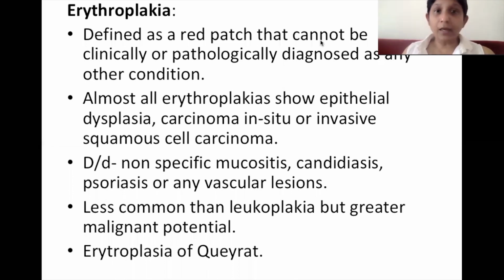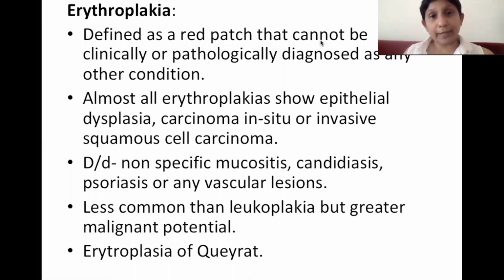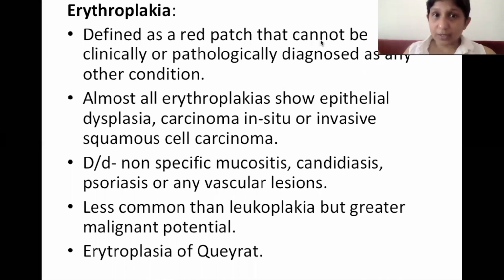Vascular lesions, for example, benign tumors like hemangioma, you must have done in your second year. These are also red in color. Now, erythroplakia is not as common as leukoplakia. It is less common, but it has a greater malignant potential. What I mean to say is, if you have, say, 10 cases of leukoplakia, maybe one of them shows a malignant potential, and if you see 10 cases of erythroplakia, maybe 5 of them might show malignant potential. The prevalence of erythroplakia is rarer than that of leukoplakia, but when seen, it carries a higher risk to become a malignancy than a leukoplakia.